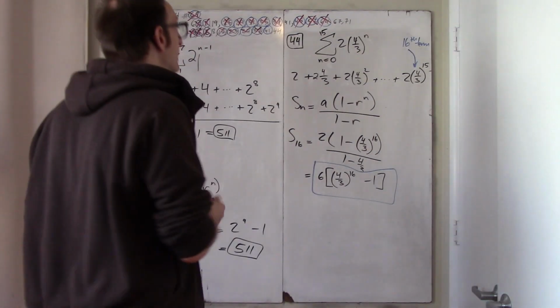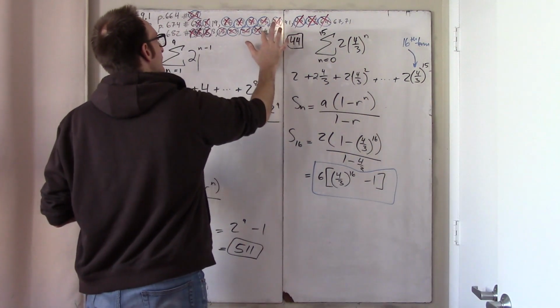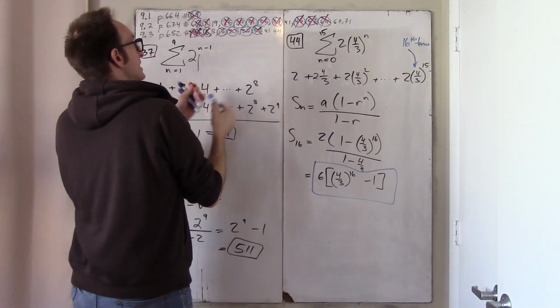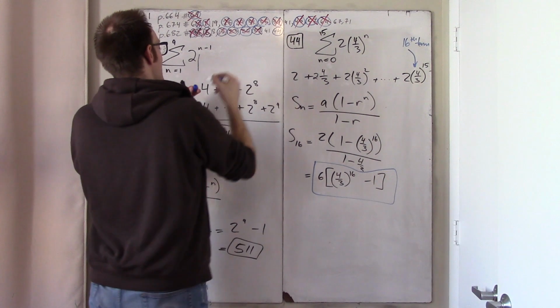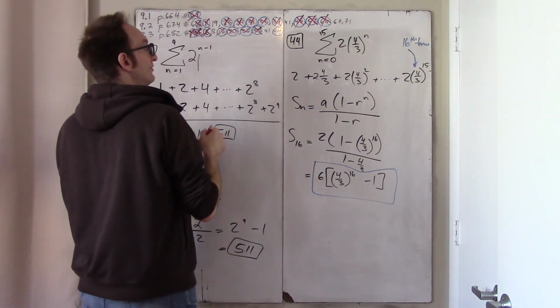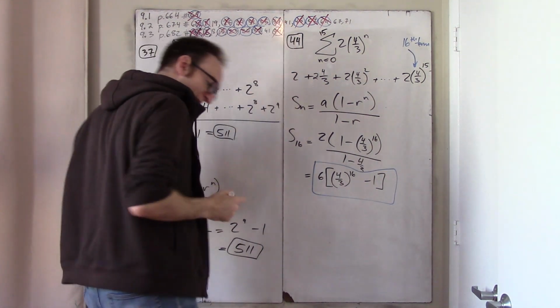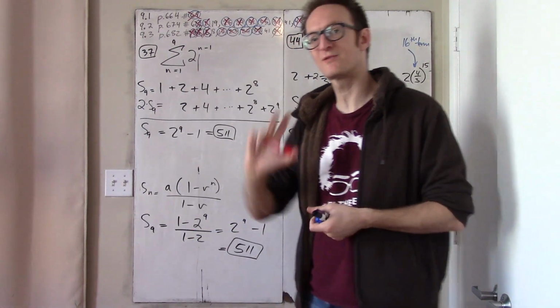Okay, good. So we didn't do 41, maybe because it was kind of boring, but we did do 44. I think this is a good review of arithmetic sequences, geometric sequences, and everything like that.